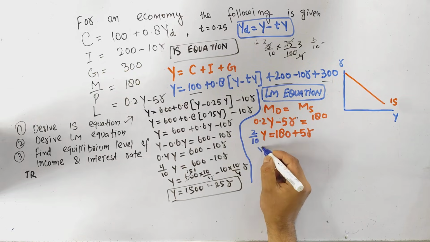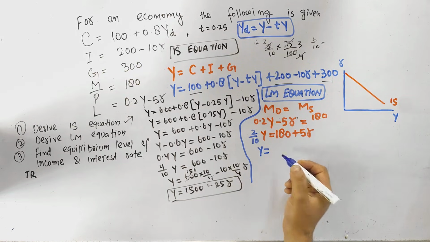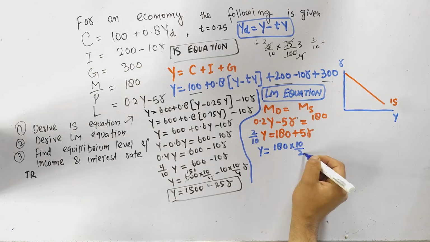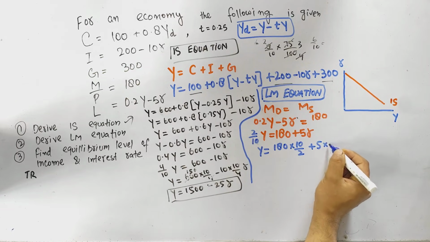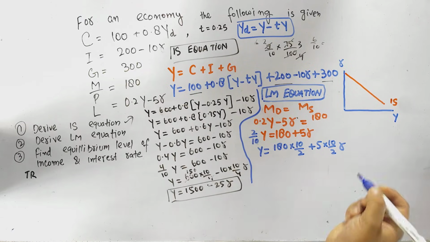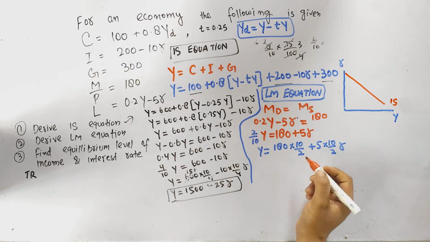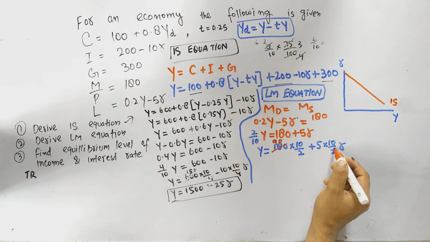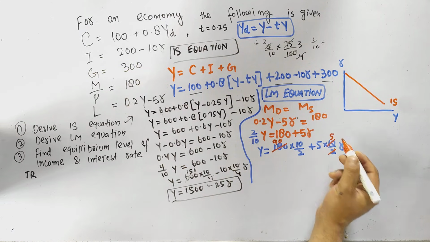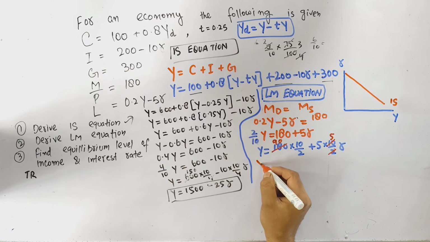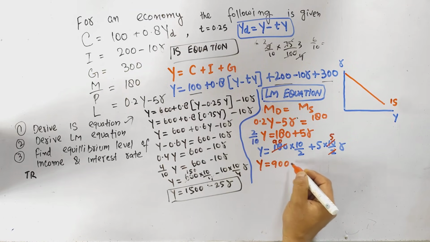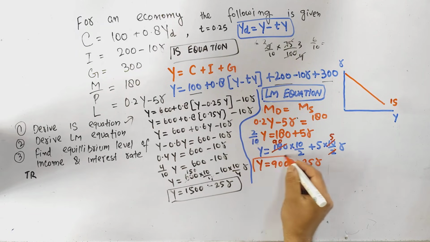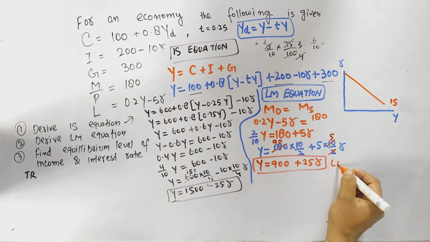So our y will be equal to, transposing this, it gets multiplied but reciprocated. So we have 180 into 10 upon 2 plus 5 into 10 upon 2 r. Here 2 ones are 2, 90s are 90, 2 ones are 2, so 90 into 10 is 900. So y will be equal to 900 plus 25r. Here you can see our LM equation is positively sloped.